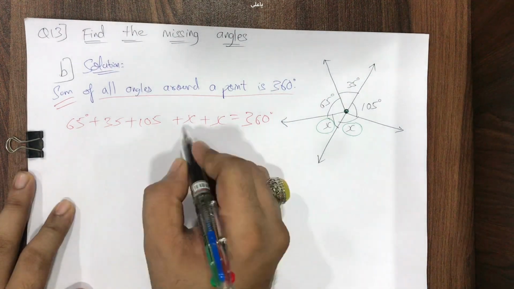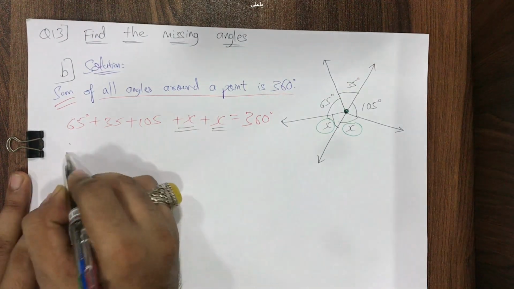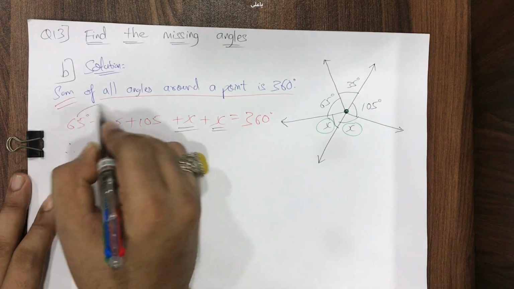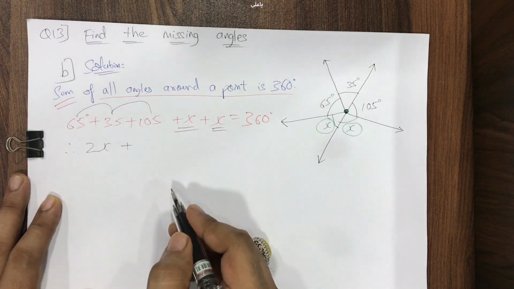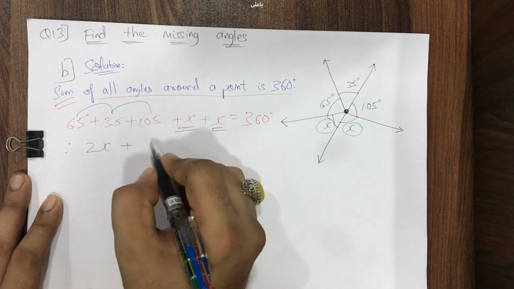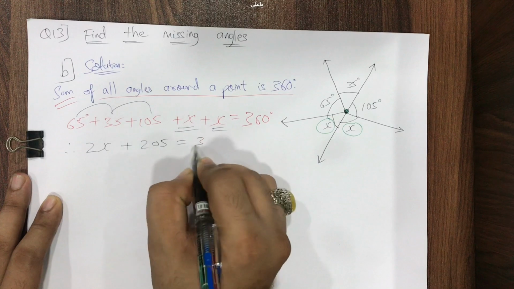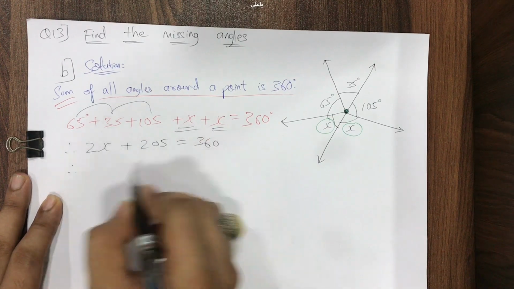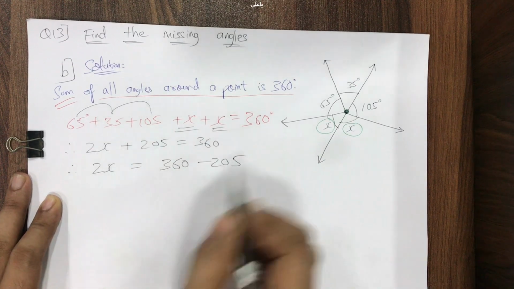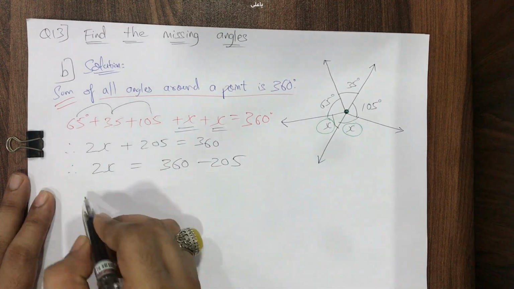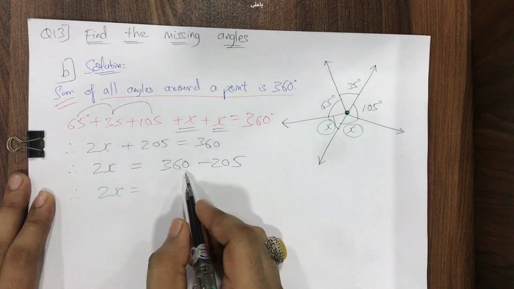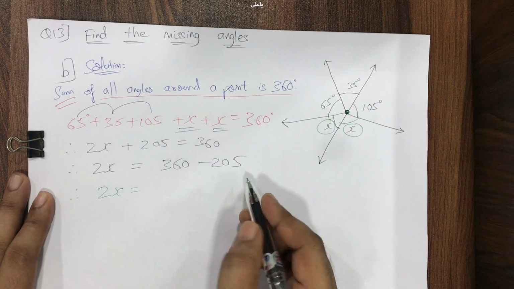So this is how many times I have x. x plus x becomes 2x. Therefore 2x plus, and I need to add this all. 65 plus 35 plus 105. When you add 65 with 35 with 105, you will get 205. So 205 plus 2x is equal to 360. I need to find x, so I'll keep this x here only. 2x is equal to 360 minus 205. What will be the answer? Therefore 2x is equal to 155.